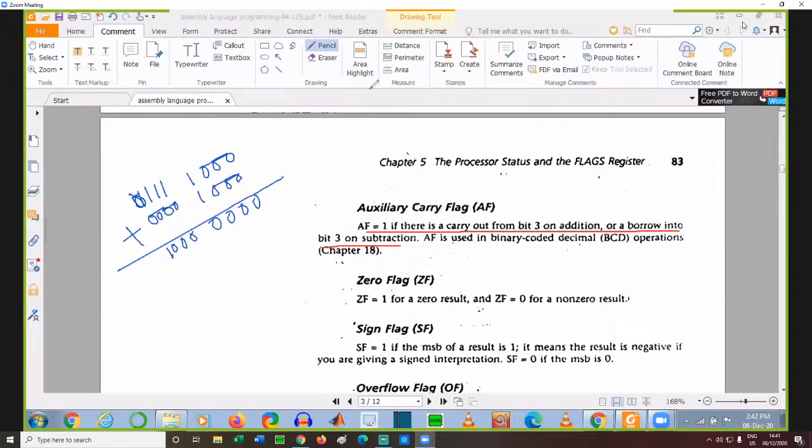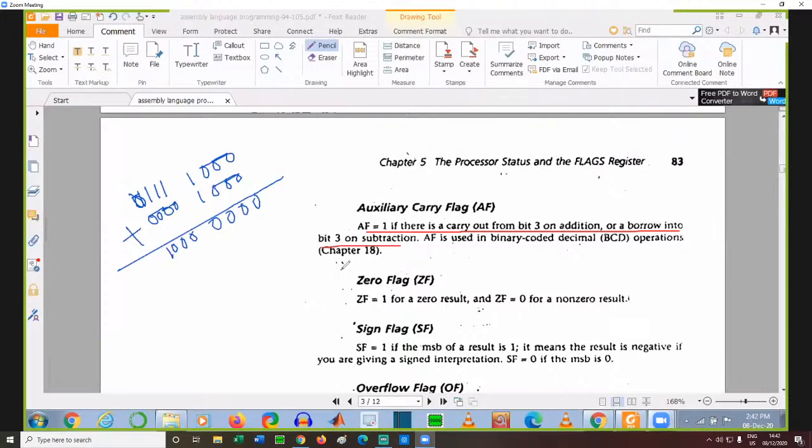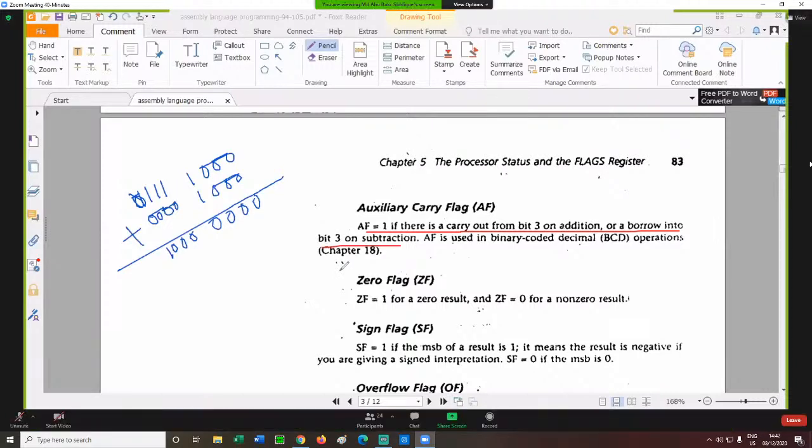Okay, so you got it? What will be the value of F? Anyone? Sir, F equals 1. Yes, so AF equals 1. So how do you understand that? AF equals 1, can you explain?